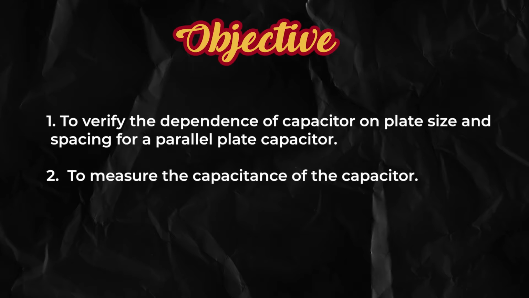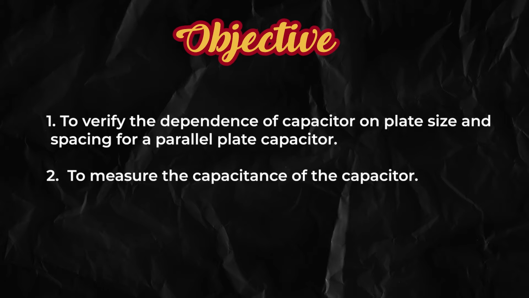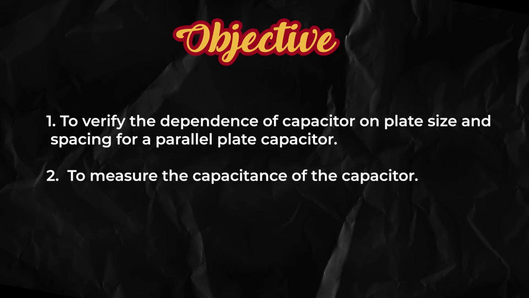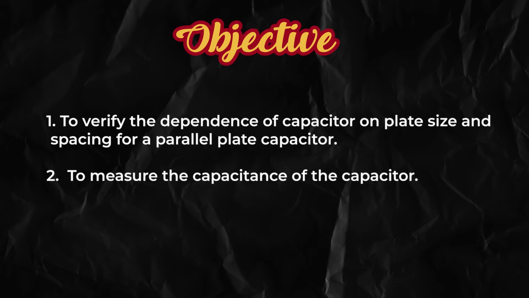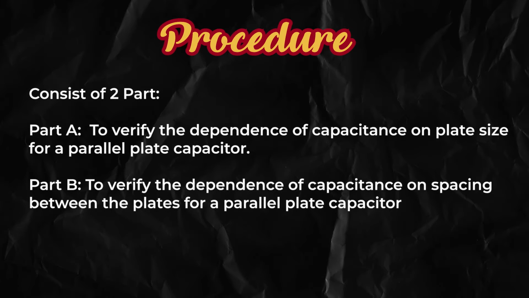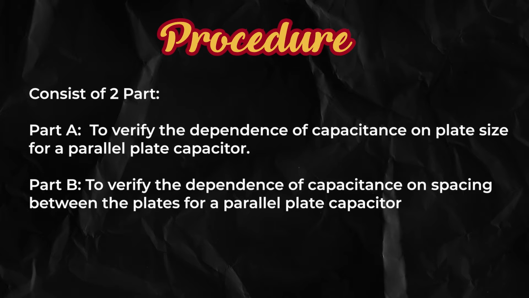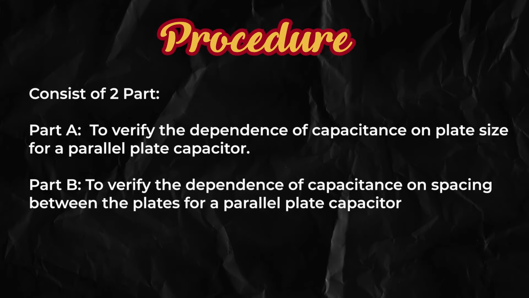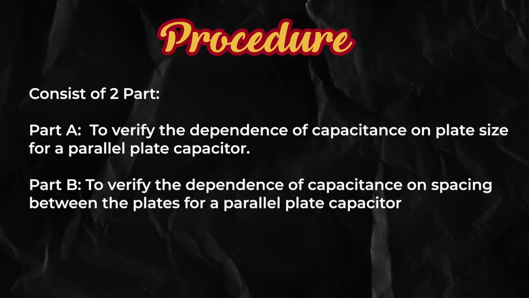Objectives. First, to verify the dependence of capacitance on plate size and spacing for a parallel plate capacitor. Second, to measure the capacitance of the capacitor. The procedure consists of two parts. Part A, to verify the dependence of capacitance on plate size for a parallel plate capacitor. Part B, to verify the dependence of capacitance on spacing between the plates for a parallel plate capacitor.